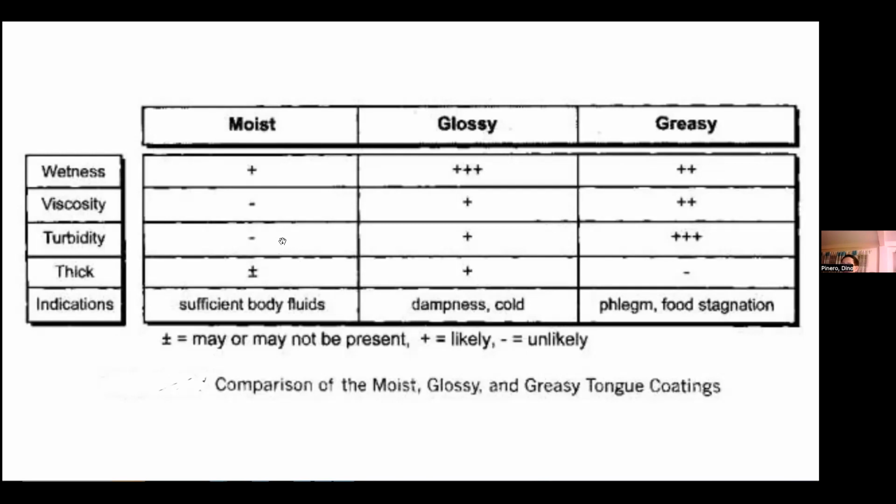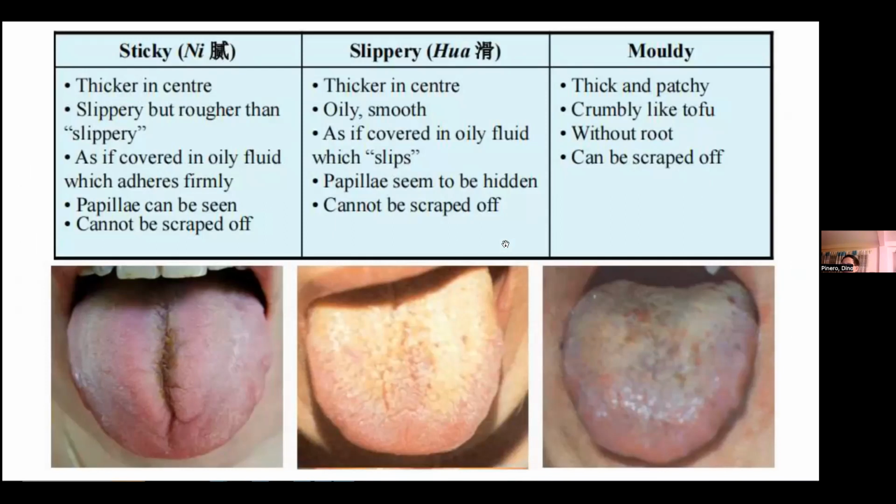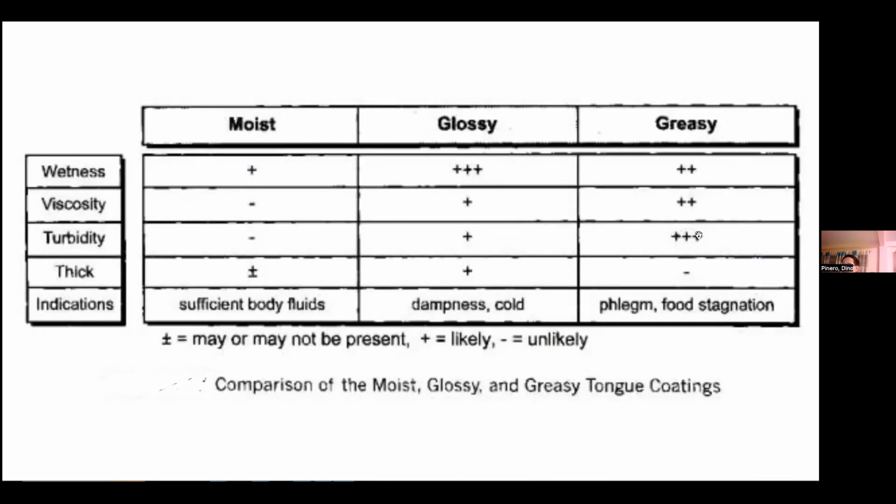Sa turbidity naman, yung moist, unlikely magkaroon ng turbidity, while yung glossy, likely siya magkaroon ng turbidity, and yung greasy is 3 times likely turbid. And sa thickness, yung moist, it may or may not be present, while sa glossy, yung thickness likely present, and sa greasy, it is unlikely thick yung coating. Sa indication, yung moist, there is a sufficient body fluids, while sa glossy, this is indicated for dampness or for cold, while ang greasy, it is indicated for presence of phlegm or there is a food stagnation. Okay po?